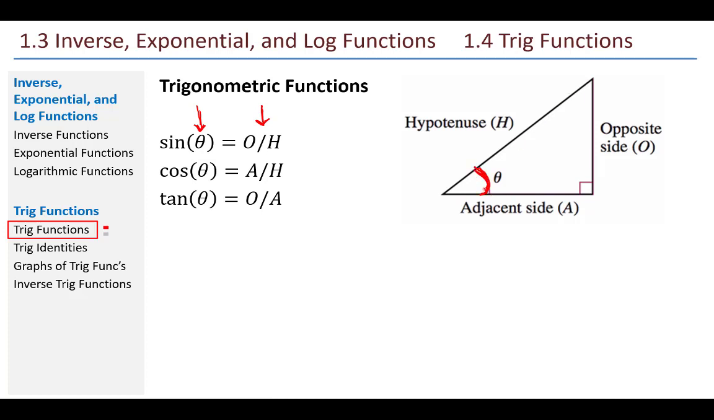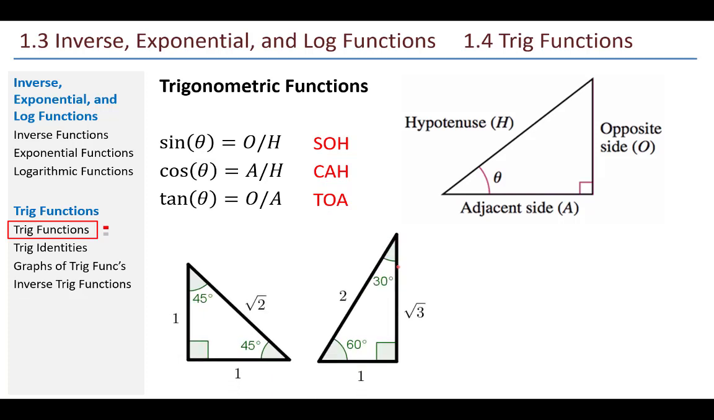So for a triangle with this given angle, the sine is figured out by taking the opposite side divided by the hypotenuse. And the cosine is figured out by taking adjacent over hypotenuse, and the tangent is figured out by taking the opposite over the adjacent. There's a mnemonic that some people use, SOHCAHTOA, that might help you remember which ratio is associated with which trig function. Sine is opposite over hypotenuse, cosine is adjacent over hypotenuse, tangent is opposite over adjacent.